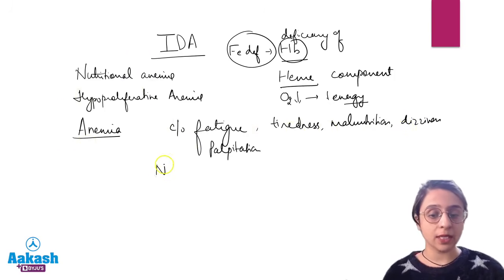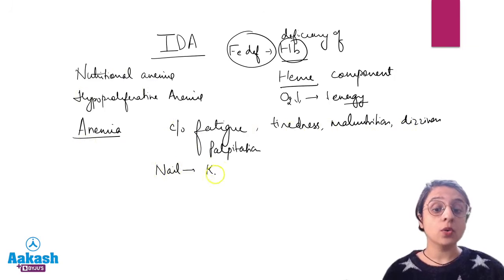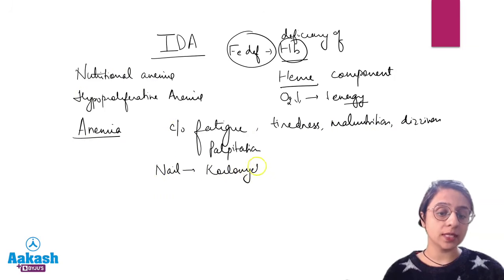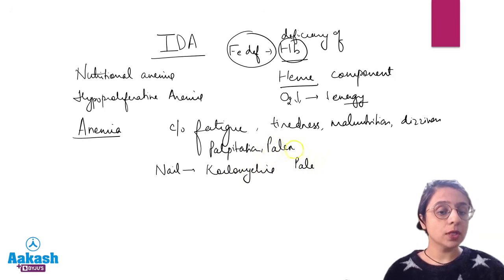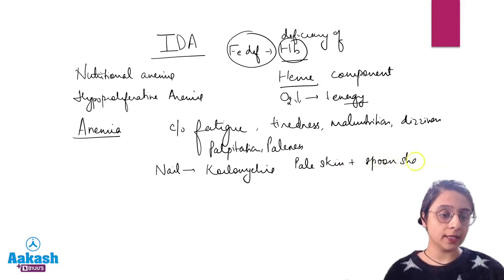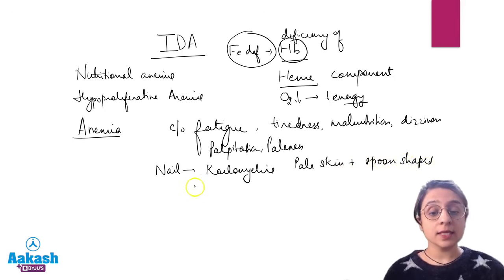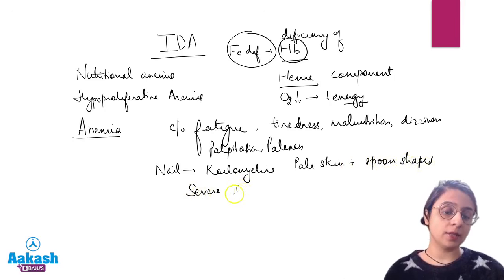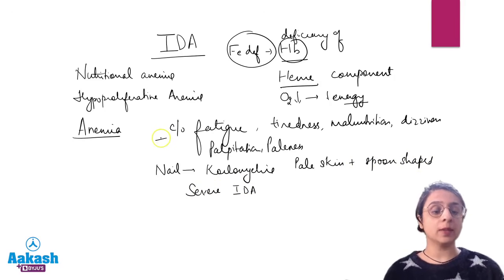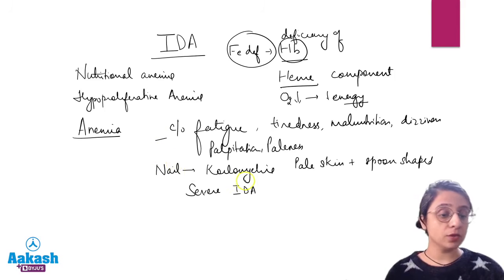Now, one important nail finding that can be given to you is koilonychia, where you will see pale nails, right? So there will be paleness of skin also due to deficiency of hemoglobin. So pale skin along with spoon-shaped nails will be seen in koilonychia, that is secondary to, yes, severe iron deficiency anemia. So patient complaints will be fatigue, tiredness, dizziness, malnutrition may be there in the patient, palpitation, paleness of skin. Along with that, they can give you a nail finding of koilonychia.